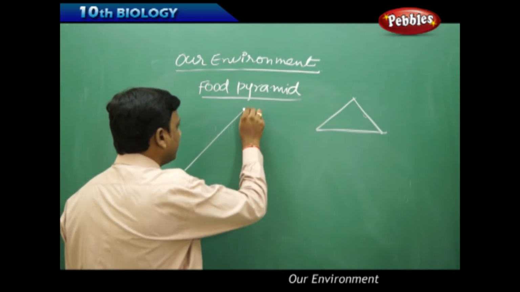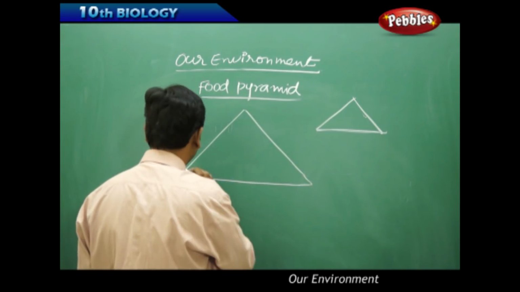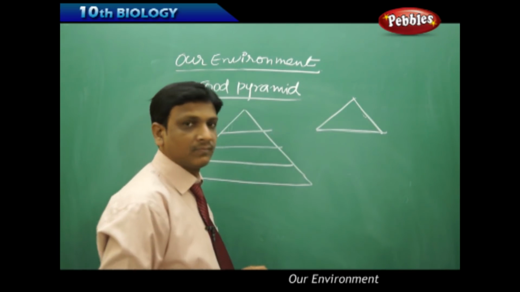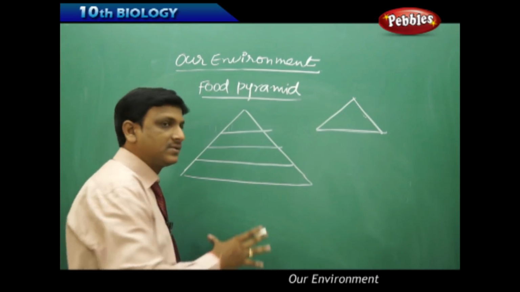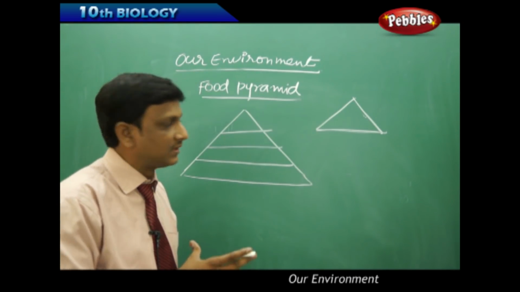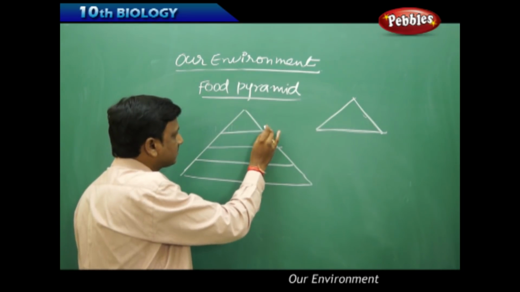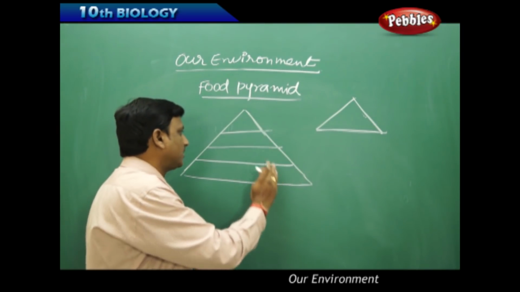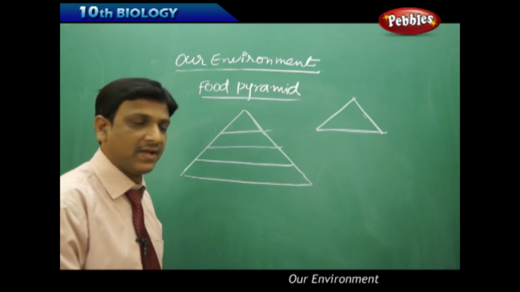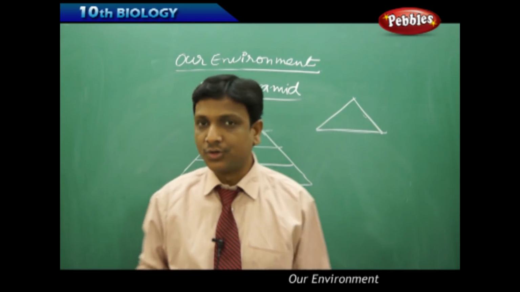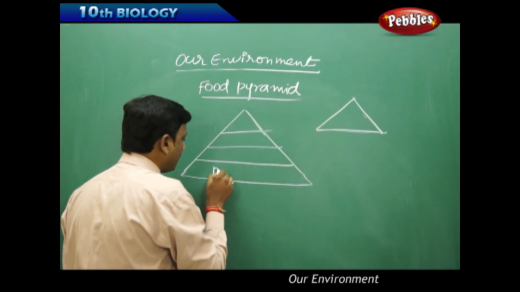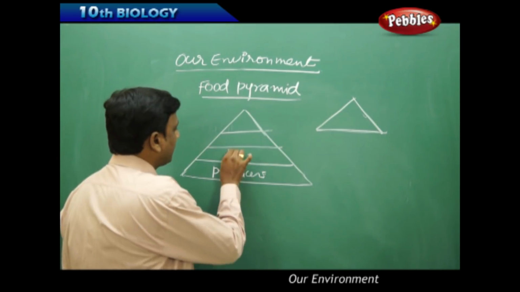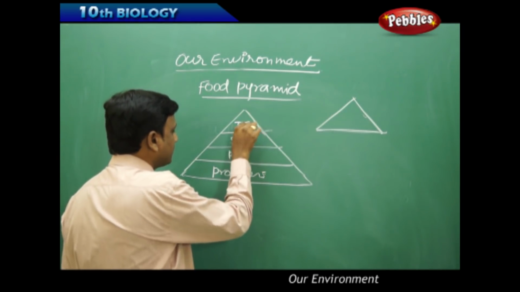A food pyramid consists of various levels, which we call trophic levels. You see that the base is broad. As it goes up, it becomes shorter and pointed. So, a broader base to a narrower point. The first level, at the base, the ground level, is occupied by organisms called producers. The next levels are occupied by primary consumers, secondary consumers, and tertiary consumers.